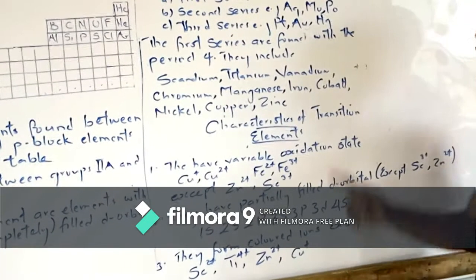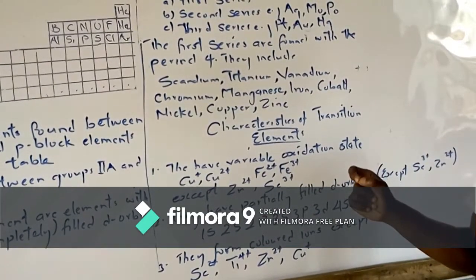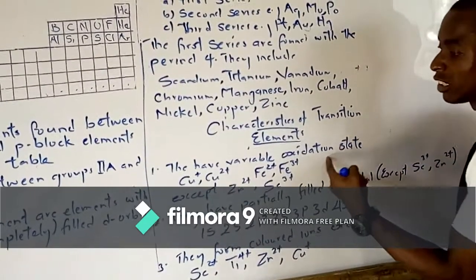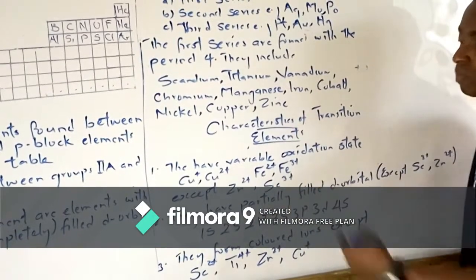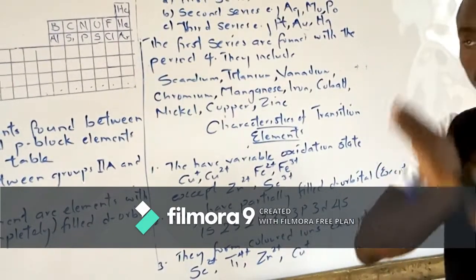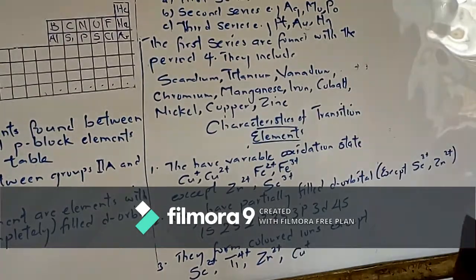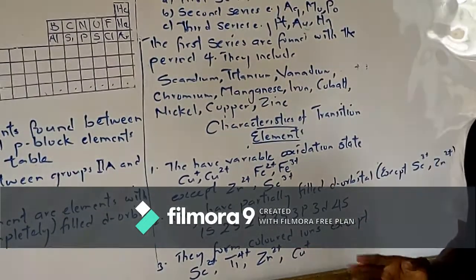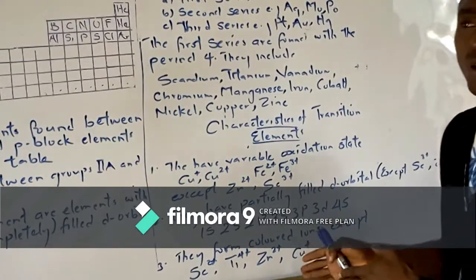Now take note, the only elements in the transition elements that do not exhibit these characteristics are zinc and scandium. Zinc exists only as a group 2 element, zinc 2 plus. There's no zinc 3 plus, no zinc 1 plus. Scandium also exists only as group 3. And this is the kind of question that IGCSE and WAEC will be asking.